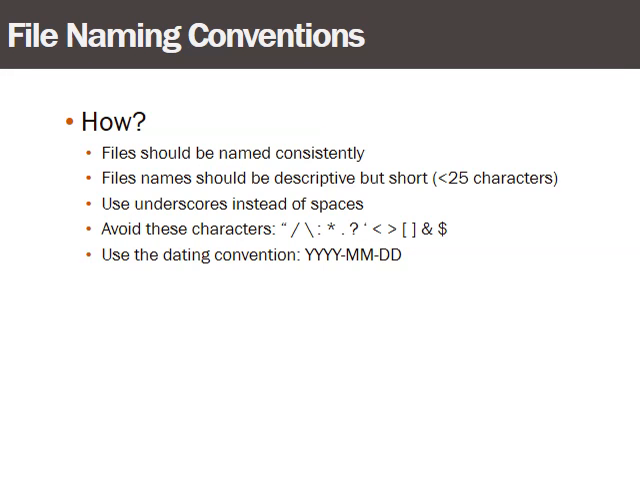Here are some best practices for naming files. Files should be named consistently. They should also be descriptive yet short. Keep them under 25 characters. Use underscores instead of spaces. Avoid characters such as forward and backslashes, quotes, colons, asterisk, greater than or less than, question marks, brackets, ampersands, and dollar signs. Use this international date standard shown on the slide, starting with a 4-digit year, dash, 2-digit month, dash, 2-digit date. I'm sure you're doing some of these things.